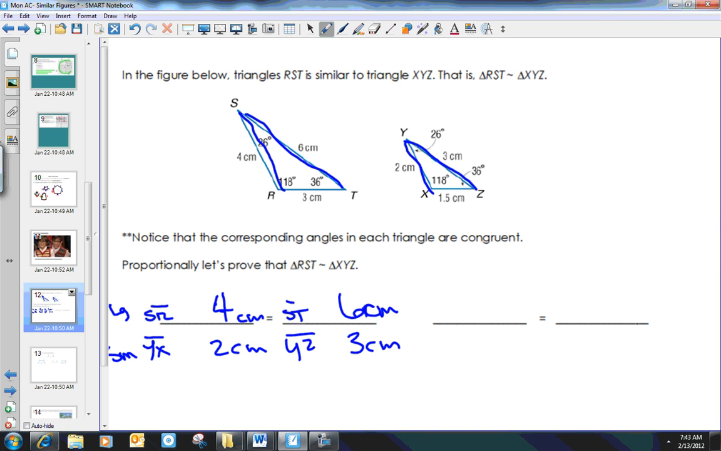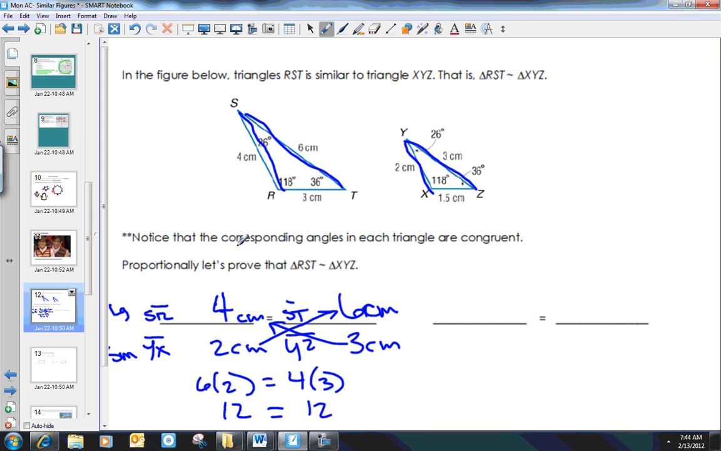Okay? So now I have this proportion set up, and I'm going to see by cross multiplying, 6 times 2, is that equal to 4 times 3? Okay, so 6 times 2 is 12, and 4 times 3 is 12. Yes, they are equal. So this is a proportional set of side measurements.